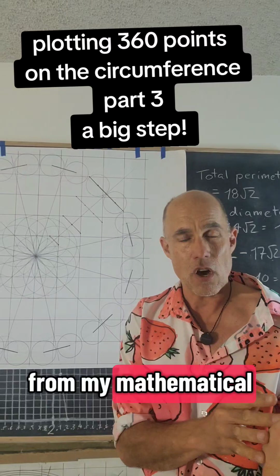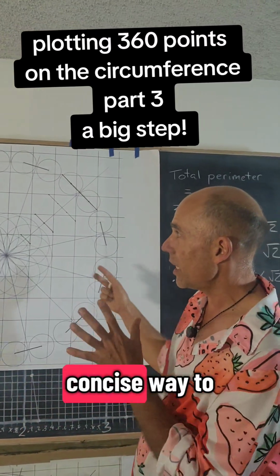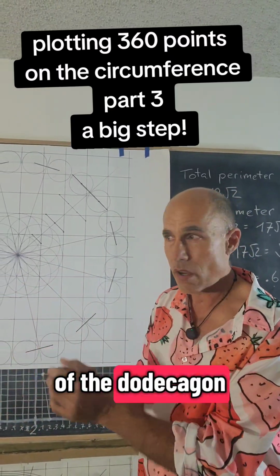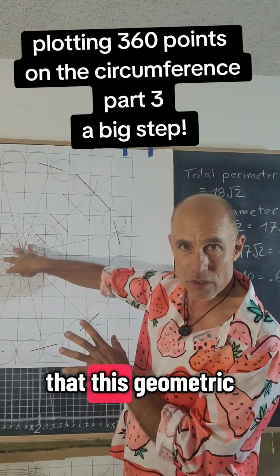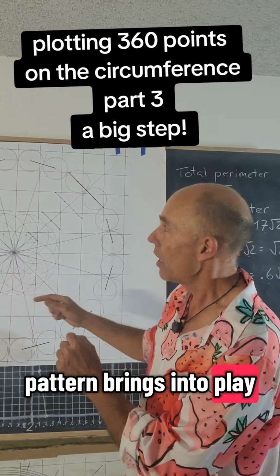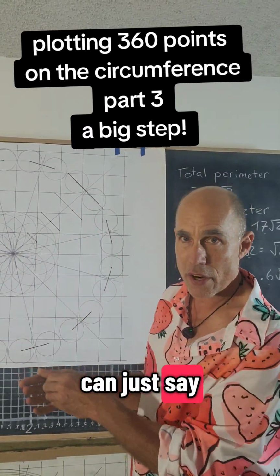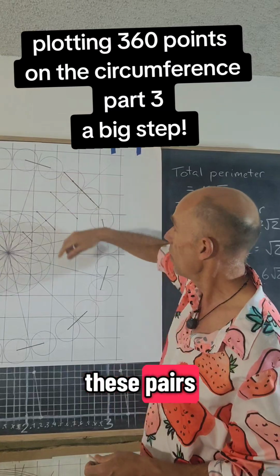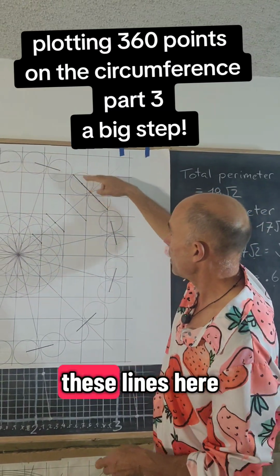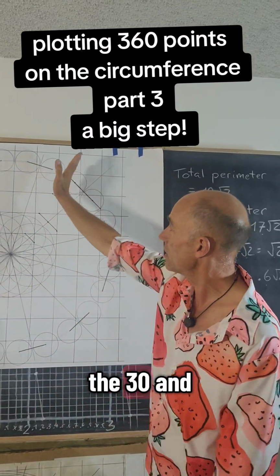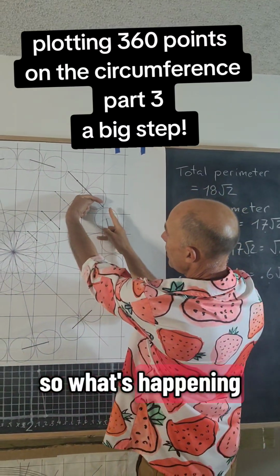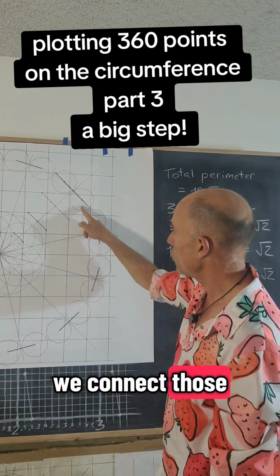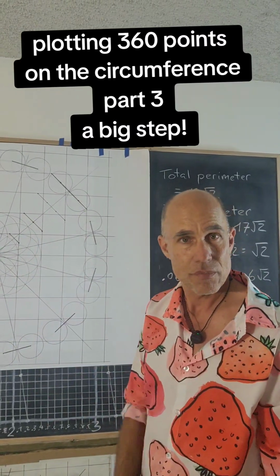and this is where I would ask for help from my mathematical audience and say, is there a concise way to just sum up what we just did, given the construction of the dodecagon and the balance that this geometric pattern brings into play, how all this works, that we can just say, therefore, the space between these pairs is the same as the space within these pairs? Remember that these lines here are inside of the 30 and 60-degree lines. So what's happened in a sense is there's a drawbridge that's closing when we connect those 2 points right there. How would you say that?